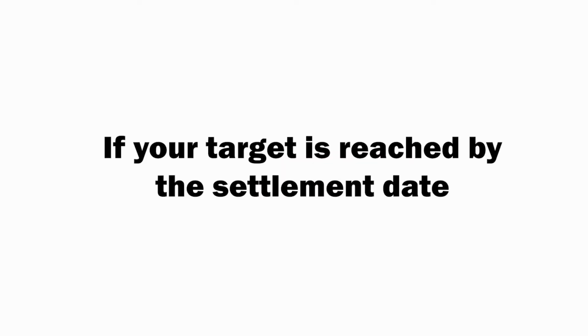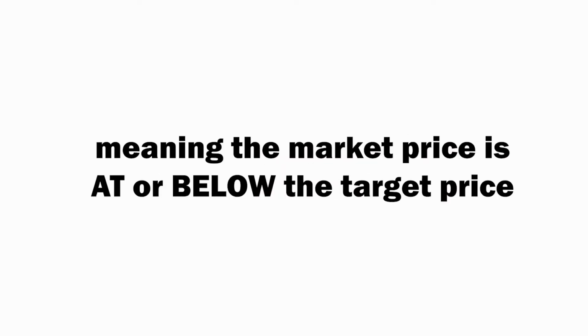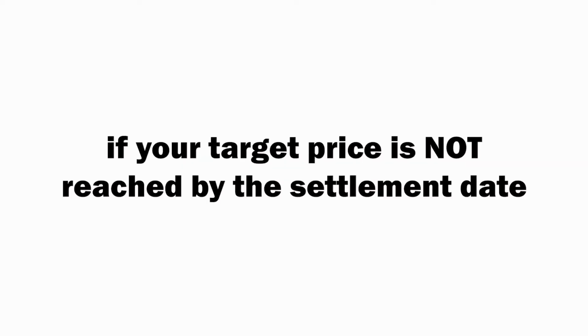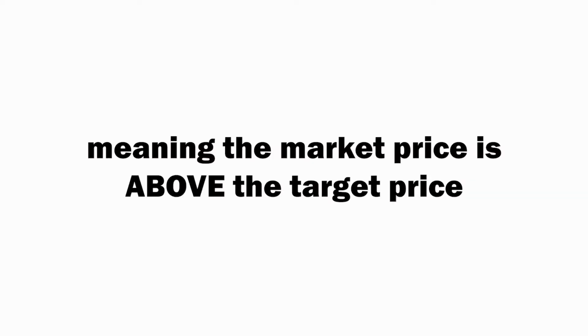There are 2 scenarios that can happen when you subscribe to this product. The first is if your target is reached by the settlement date, meaning that the market price is at or below the target price, then your stablecoins will be used to buy Bitcoin. The second scenario is if your target price is not reached by the settlement date, meaning that the market price is above your target price, then you get to keep your crypto.